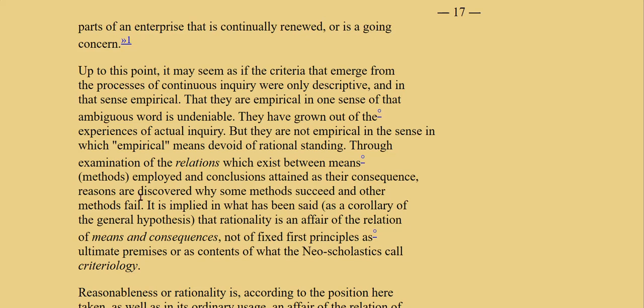"So it is implied in what has been said, as a corollary of the general hypothesis, that rationality is an affair of the relation of means and consequences, not of fixed first principles as ultimate premises or as contents of what the neo-scholastics call criteriology." So the important idea here is that rationality is about the relation of means and consequences. When we call something rational, it means basically choosing the appropriate means for the consequences that you desire.